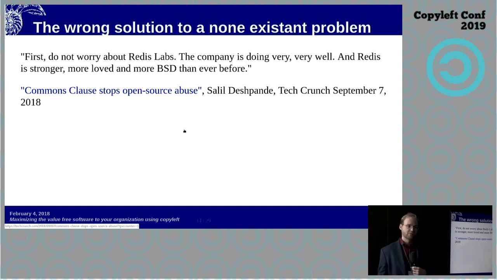I think it's weird because apparently their problem's non-existent because, yeah, there's a high fixed cost to producing that software, but in that same article he says, first, don't worry about Redis Labs. The company's doing very well and Redis is strong and needs more love and more BSD than ever, right? So apparently they're making plenty of money off their current business model to pay for this software, right? So why are they turning their back on open source software if they're already making money off of the open source software? They have a business model that works.